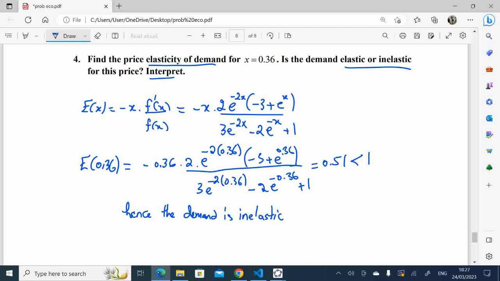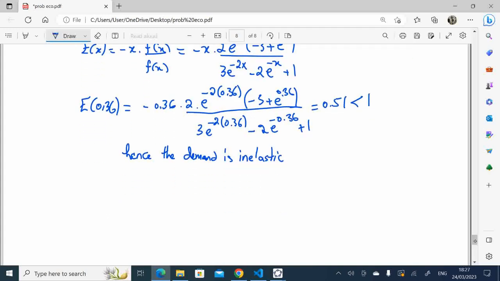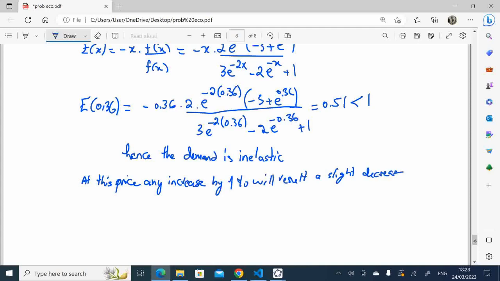It means I need to interpret this economically. It means that at this price, any increase by 1% will result in a slight decrease in demand, which is about 0.51%. Thank you. See you in the next videos.